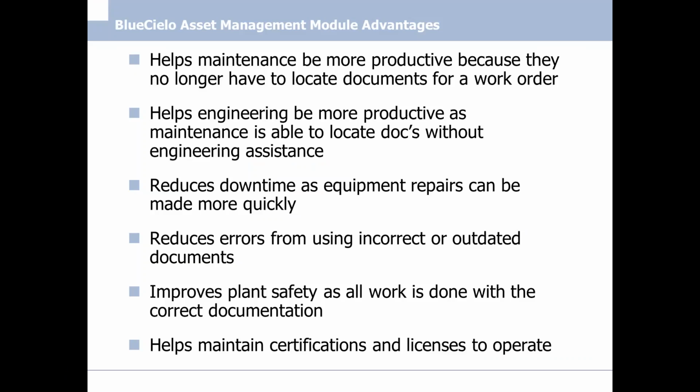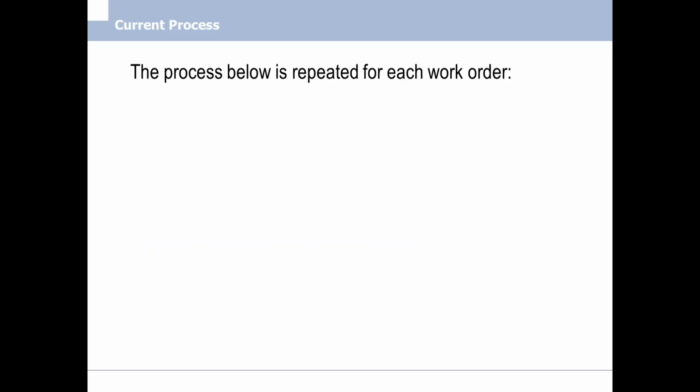Maintenance people are more productive because they don't have to search for documents for a work order. They're basically delivered to them. Engineering is more productive because they're not needing to assist maintenance with finding documents. So repairs get done more quickly, so you've got less downtime. Also, it prevents outdated or incorrect documents from being used to perform maintenance functions, which of course improves plant safety and then helps maintain certifications and licenses to operate.